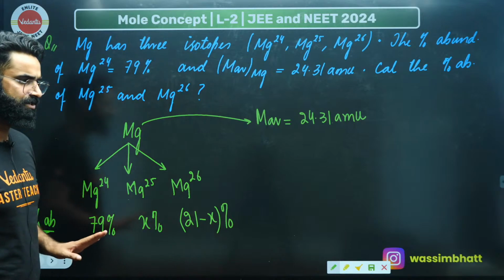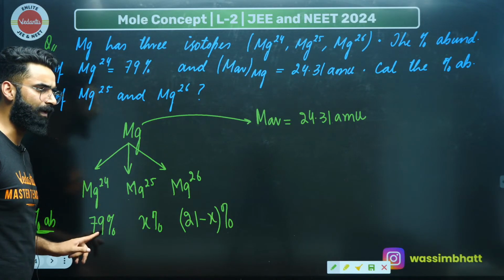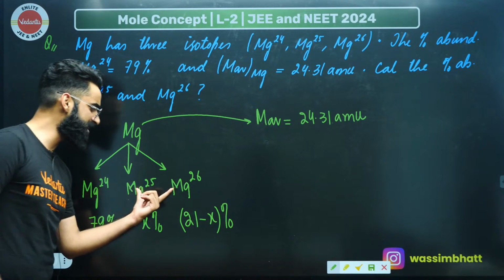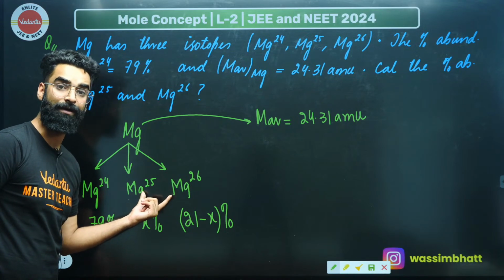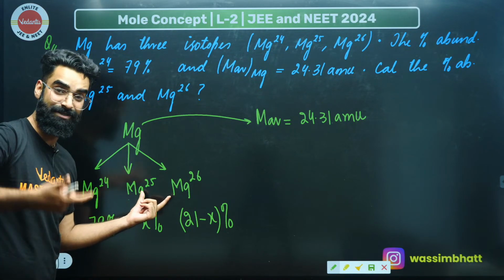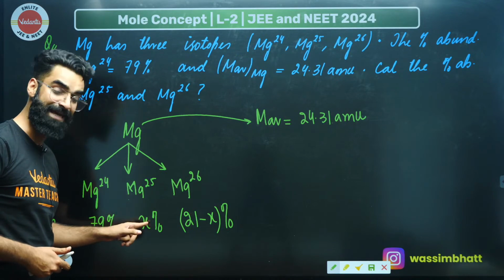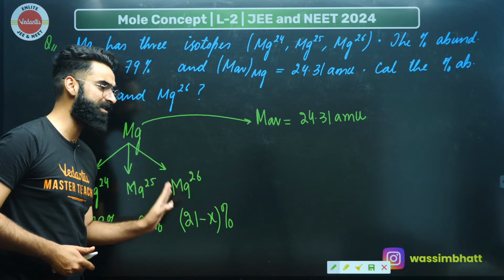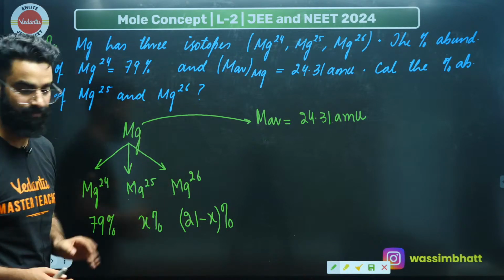This is supposed to be clear to everyone. The percentage abundance of this one is 79. That means the percentage abundance of these two isotopes will be 21. And in 21%, let's assume the percentage abundance of Mg25 is X. So Mg26 percentage abundance is going to be 21 minus X. As simple as that, right?